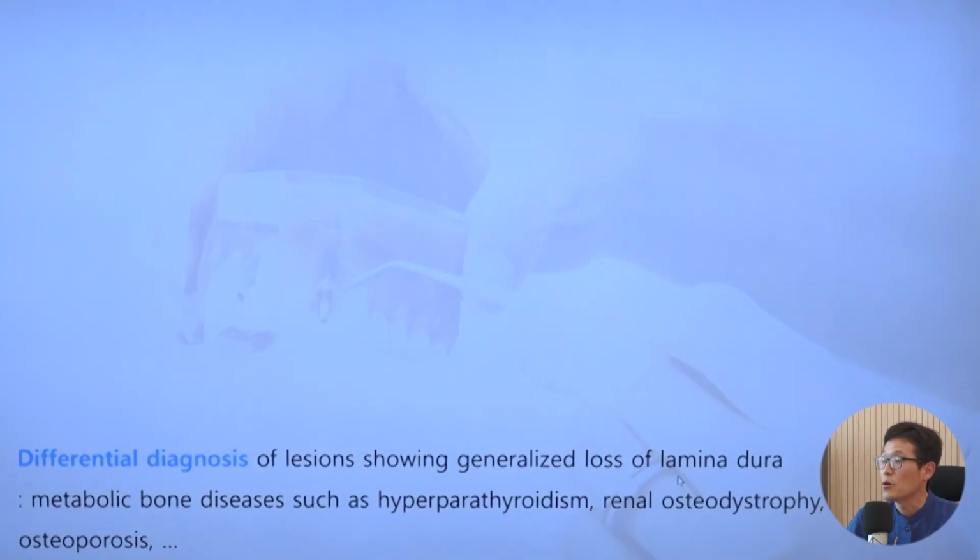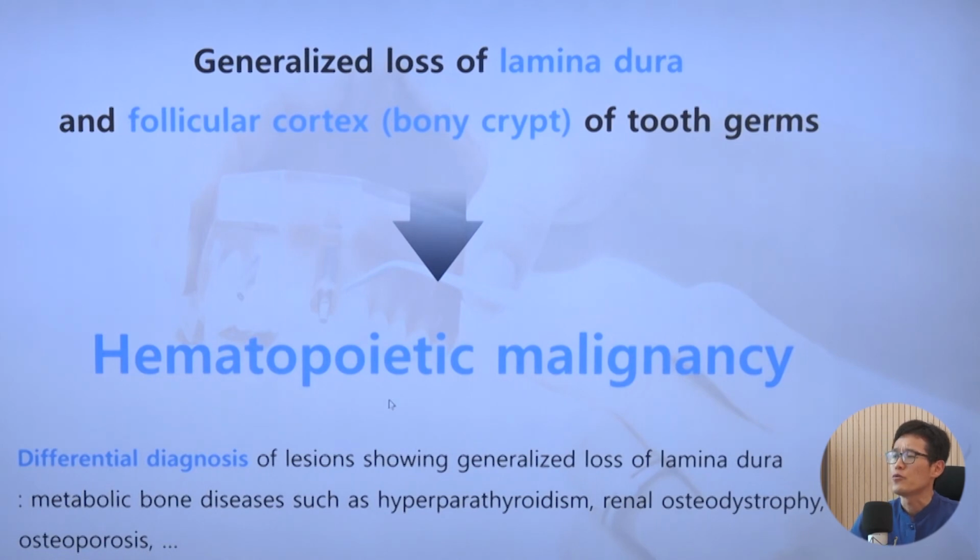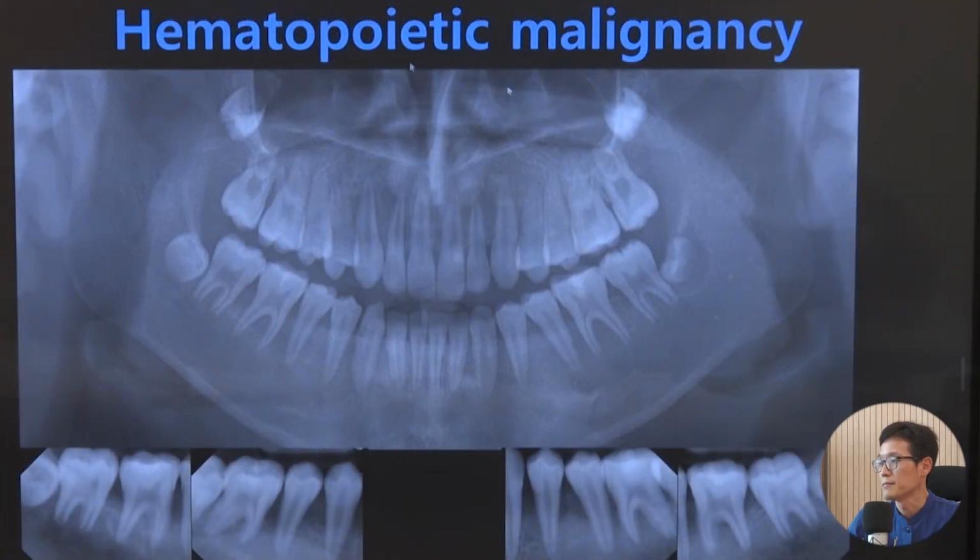Of course, differential diagnosis of lesions showing generalized loss of lamina dura include metabolic bone diseases such as hyperparathyroidism, renal osteodystrophy, osteoporosis, and so on. However, we should remember that on panoramic radiographs, especially of children and young adults, generalized loss of lamina dura and follicular cortex bony crypt of tooth germs can be the first sign of hematopoietic malignancy. Like this case, we can see generalized loss of lamina dura and disruption of follicular cortex of third molars.